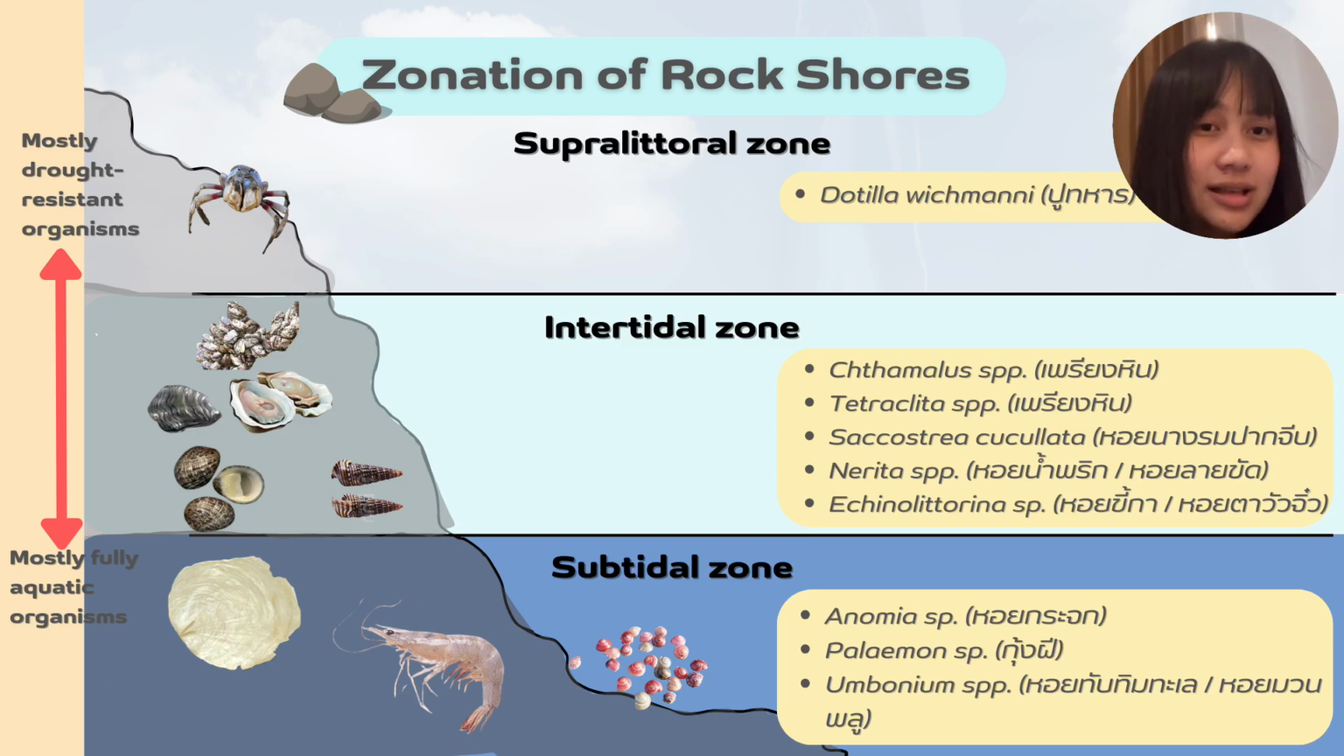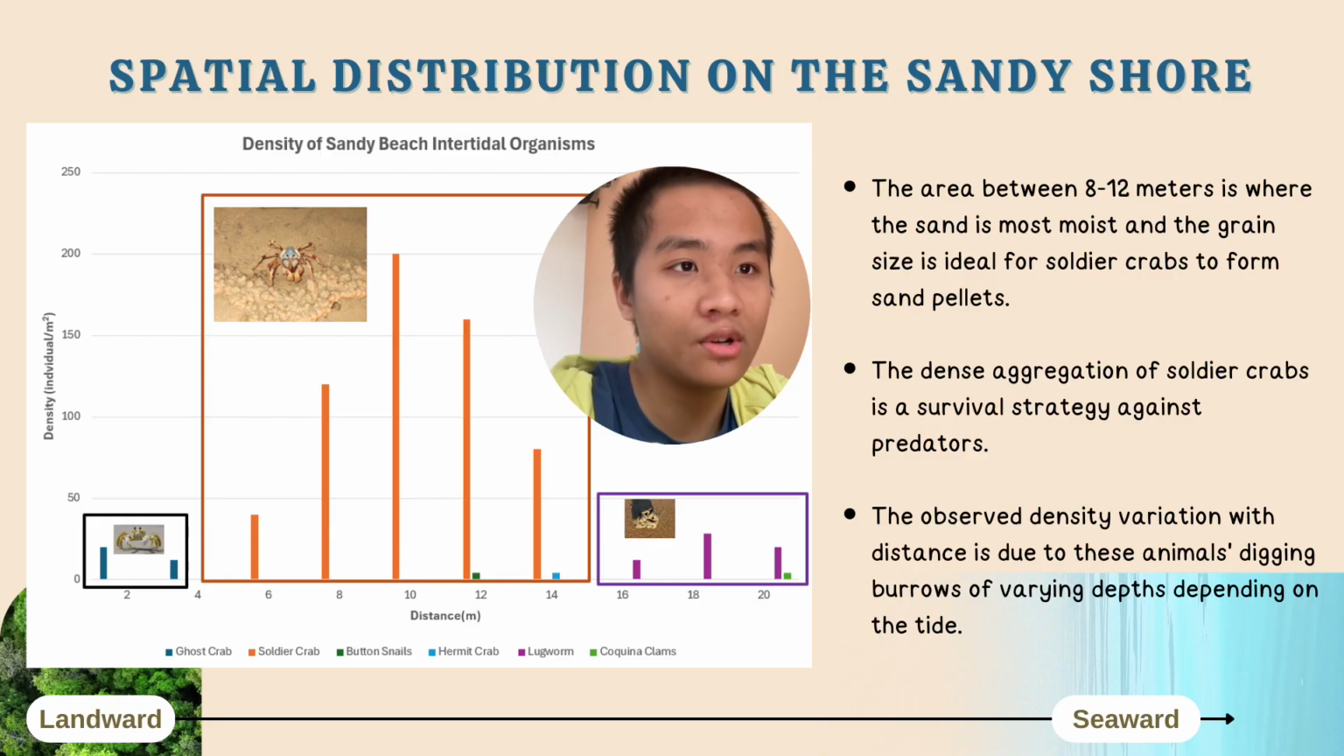Overall, rocky shores support many organisms that are adapted to attach to hard surfaces and survive strong waves. As for the spatial distribution on the rocky shore, massive concentrations of sessile organisms were found competing for space on the rocks.